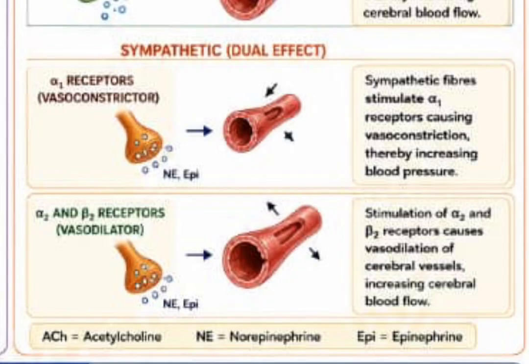It can vasoconstrict the blood vessel through the alpha-1 receptor. Are you getting me now? So now epi will be released onto the alpha-1 receptor. When it is released onto the alpha-1 receptor, what happens? It will vasoconstrict the blood vessel, dropping cerebral blood flow.